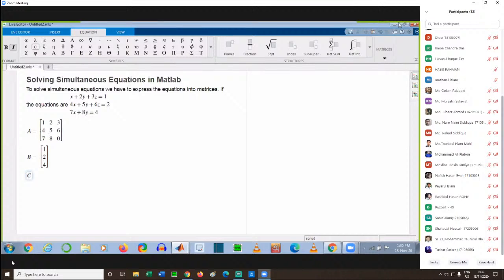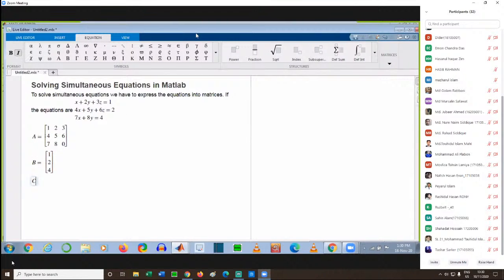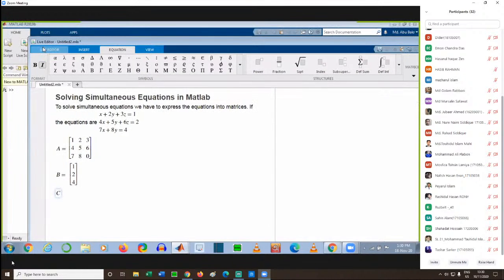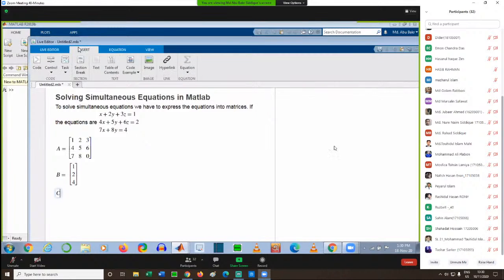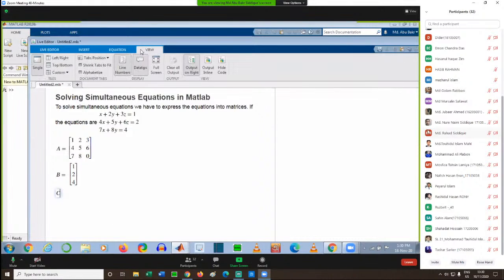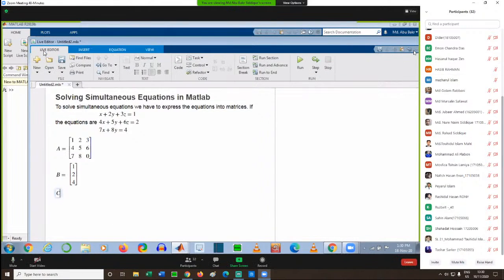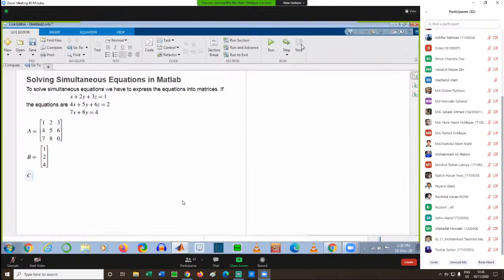Where is undo here? Actually, on my laptop there is a black spot, that's why I cannot see it properly. Where is the undo option? Can you see any undo option there? Sir, Control Z. Yeah, press Control Z. It will undo, sir. Right. Thank you. Control Z. If you know Control Z, it's very helpful.